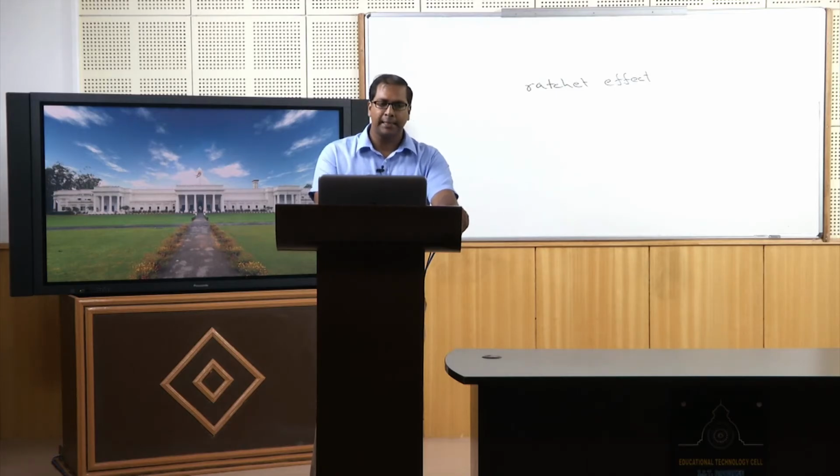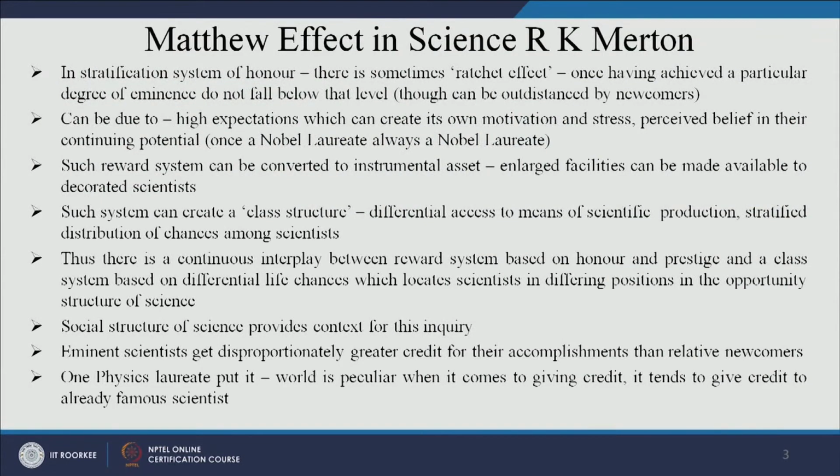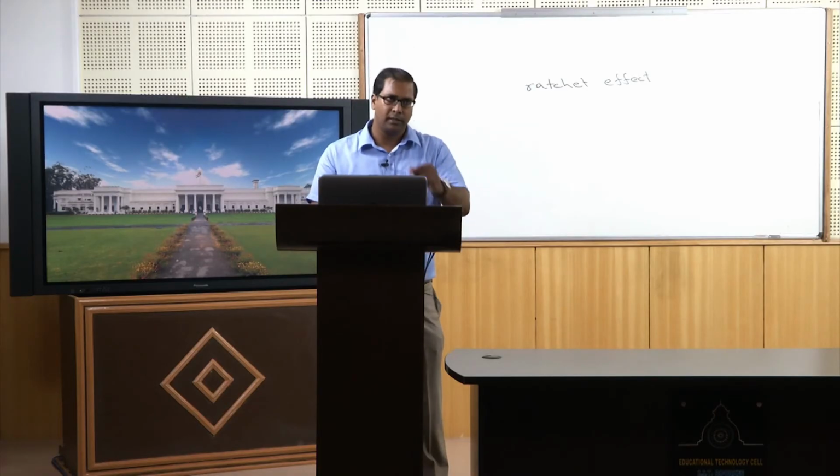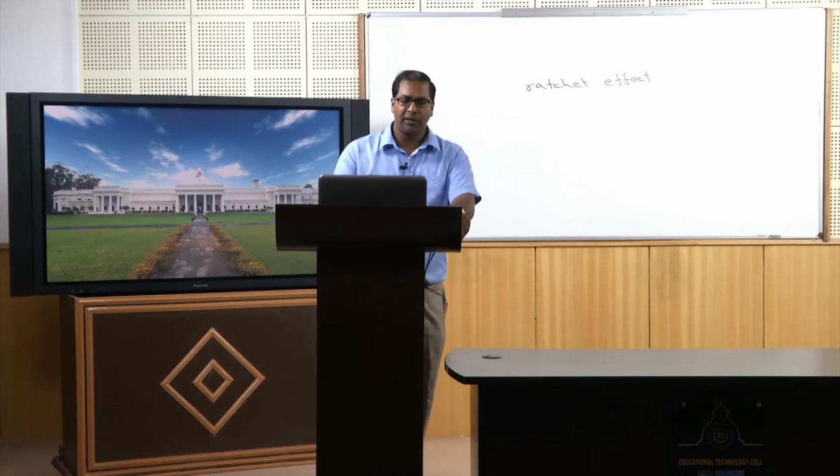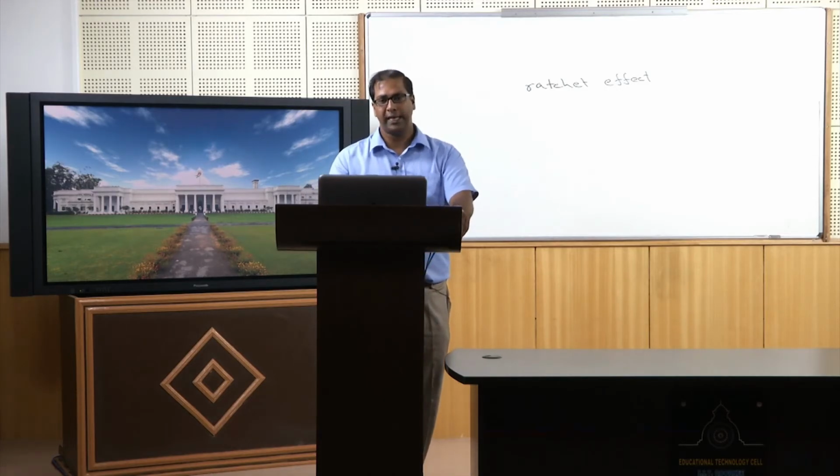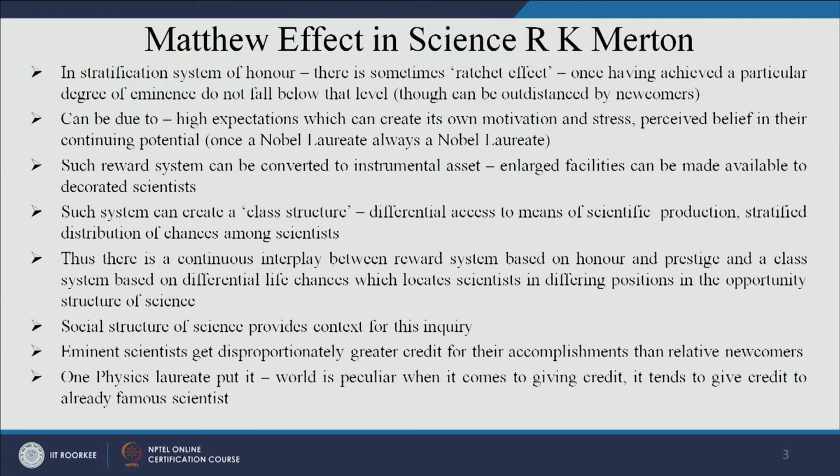Now, eminent scientists get disproportionately greater credit for their accomplishments than the relative newcomers. This is a point I have been making. I'll now give some examples quoted in Robert Merton's article on the Matthew effect. One of the quotations that I am putting here is by a Nobel laureate in physics, who says, the world is peculiar when it comes to giving credit. It tends to give credit to already famous scientists.